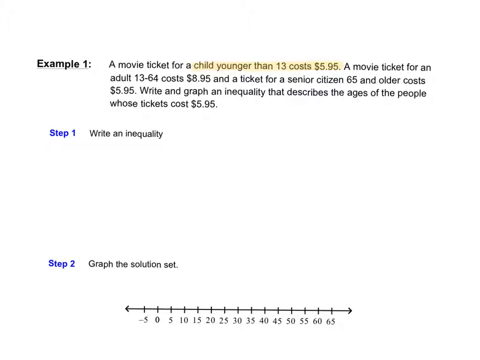A child younger than 13 and 65 and older. So if we think rationally, let's call the ages, we will use the letter A. And so if you look at the two inequalities, we have A is less than 13, because you can either be younger than 13, and the other situation is that you can be greater than or equal to 65. And because you can't rationally be less than 13 and greater than 65, it's an or. You can either be less than 13 or greater than or equal to 65.